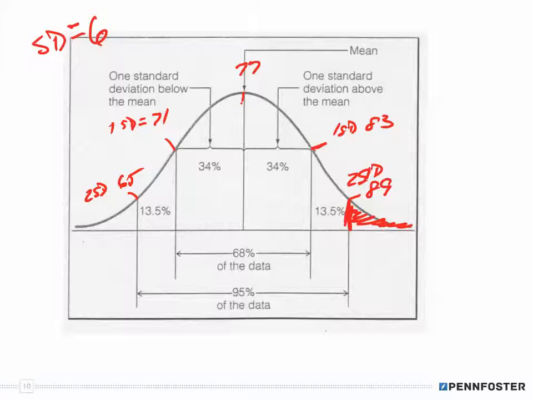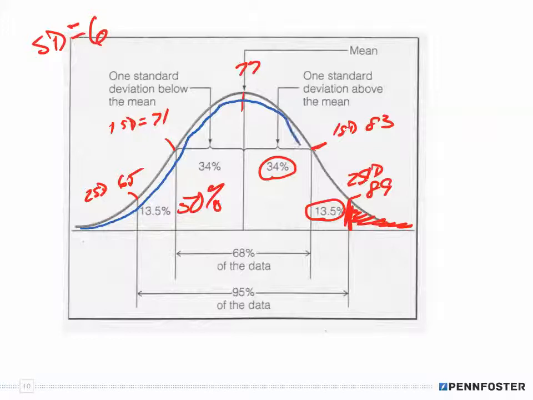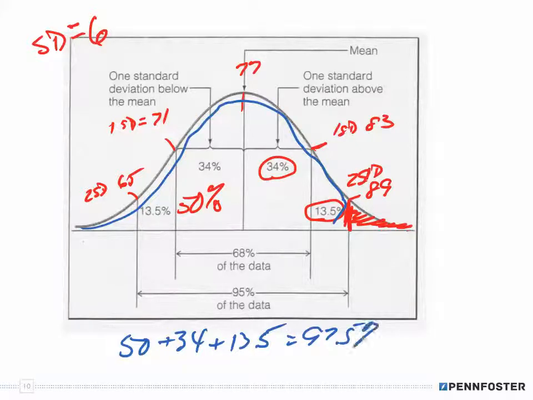Well, below 77 is 50%. Okay, and then we have a 34, and then we have 13.5. So all of this area here is 50 plus 34 plus 13.5. So that's 84 plus 13.5 is 97.5%. But it's not asking us what's below 89, it's asking us what's above the 89.